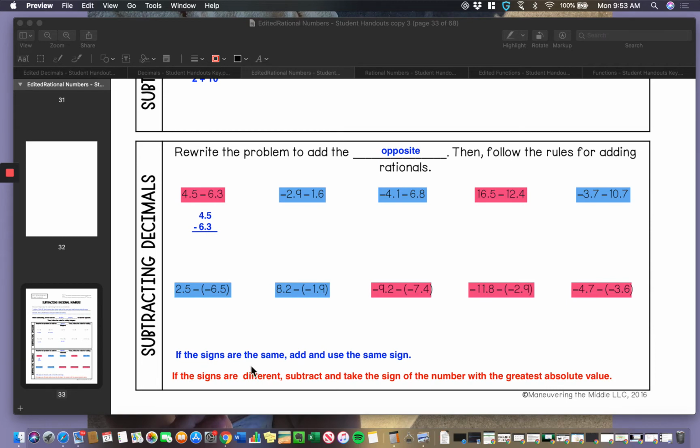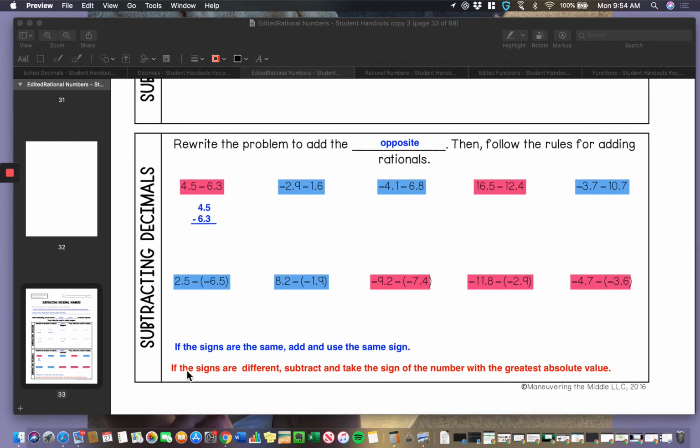It says if the signs are the same, add and use the same sign. So you could add these numbers together, for example, negative 2.9 and negative 1.6. If I could add those together, so I could say, Alexa, what is 2.9 plus 1.6? 2.9 plus 1.6 is 4.5. And now notice it was a positive, but I could keep the sign, so it would be negative 4.5.